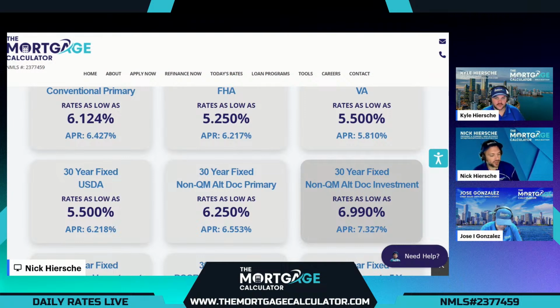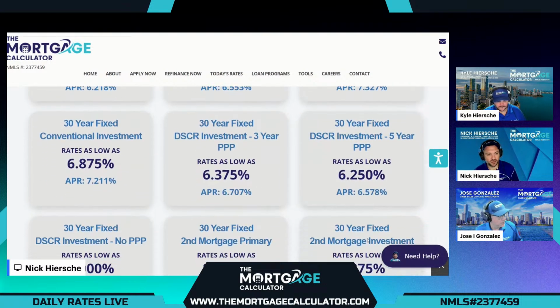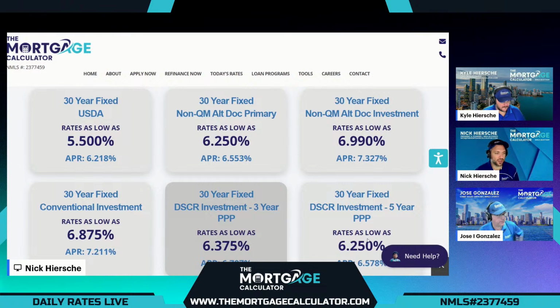And our investment properties have tons of options. So first up is our non-QM option. So again, bank statement or similar, coming in at 6.99 for an investment property. Final APR 7.327. And we'll compare that to our other investment options. We don't have any government programs, so no USDA, FHA, or VA, but we do have conventional. Coming in today, 6.875, final APR 7.211, which is cheaper than our alt doc, but not cheaper than our favorite loans, our DSCR options.